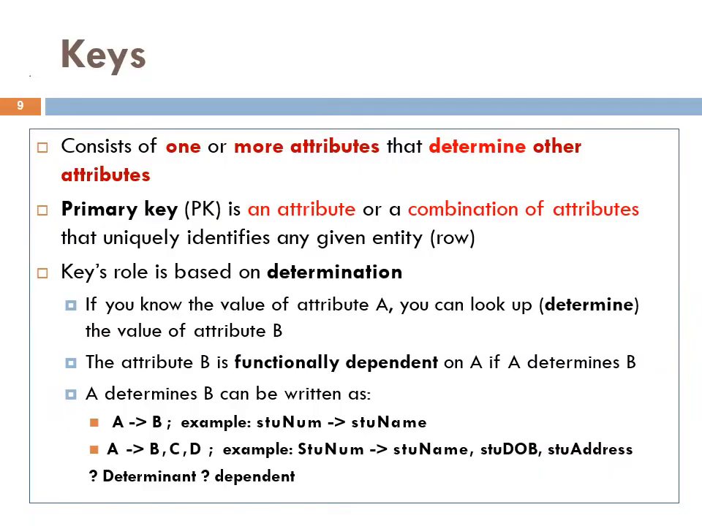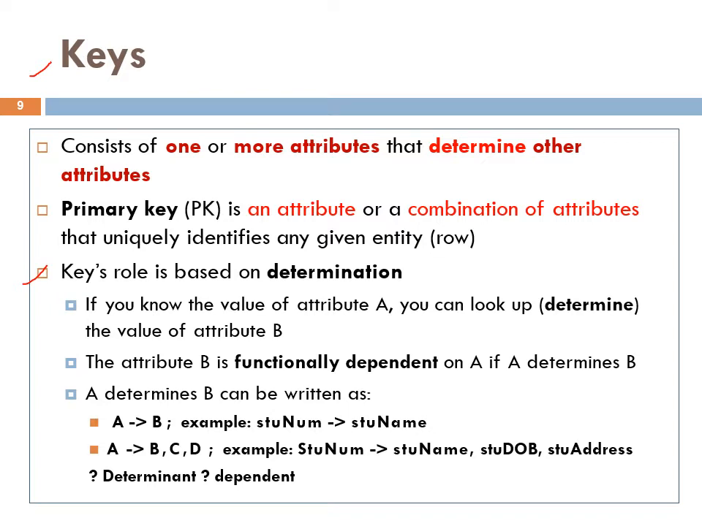Okay, our next topic is a key, right? A key basically consists of one or more attributes that determine other attributes. It can be a primary key, PK, which is an attribute, or a combination of attributes that uniquely identifies any given entity. So a key's role is based on determination. For example, if you know the value of attribute A, you can look up or determine the value of attribute B. If you practice in the tutorial, then you can see. Just take it as a theory.